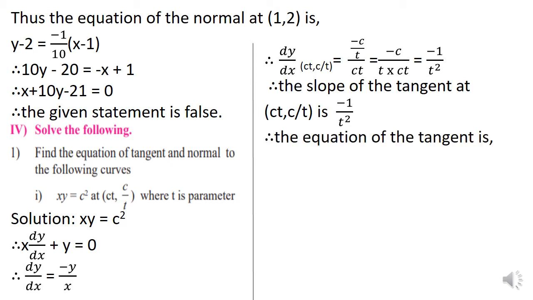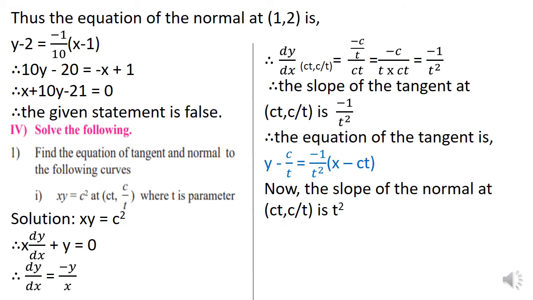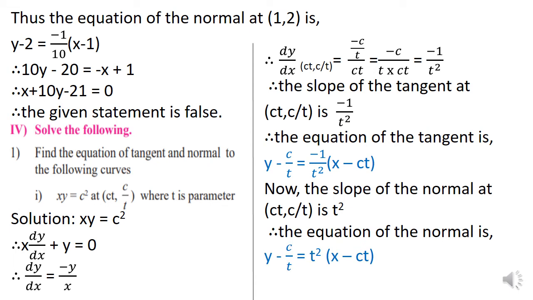Therefore, the equation of the tangent: now we know the slope of the tangent, we also know the point of contact. So the equation of the tangent comes out like so, that is y minus c upon t, because the point y1 is nothing but c upon t. So y minus c upon t is equal to the slope, that is minus 1 upon t square into x minus ct. ct is the coordinate x1 that is there. So I hope you understood this point over here. Similarly, when we know the slope of the tangent, we can find the slope of the normal. So the slope of the normal is t square, and therefore the equation of the normal using the same formula, we get it like so. If you want, you can pause the video and notice the sum, observe the steps properly.